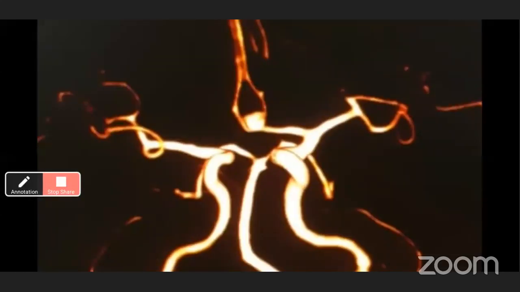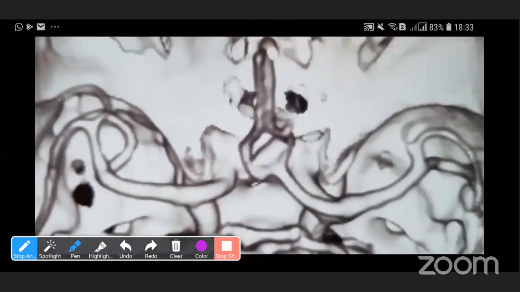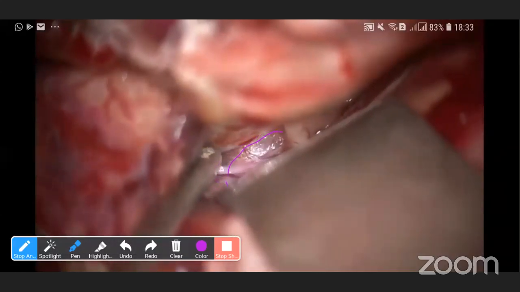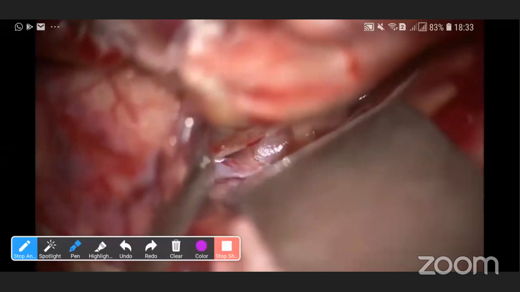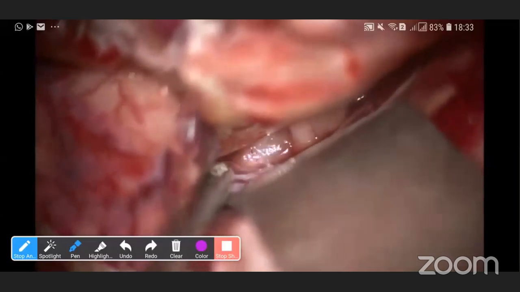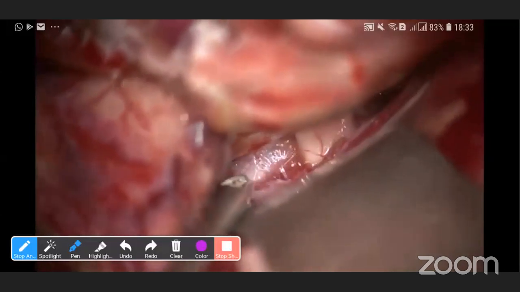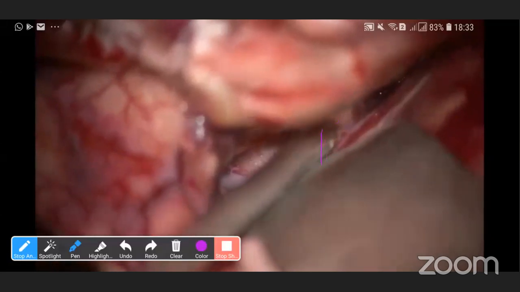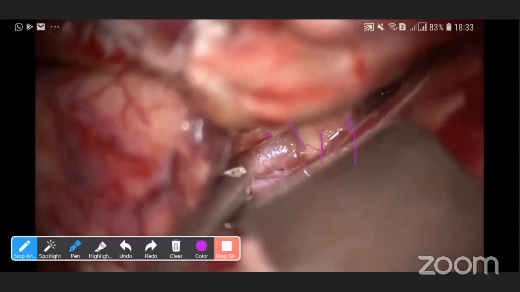So this was a white-necked aneurysm. As you can see, can you see the white neck? Yes. Everybody? Yes, Iype. Yeah, right. So we are exposing right now. That's the optic nerve, and that's a carotid.